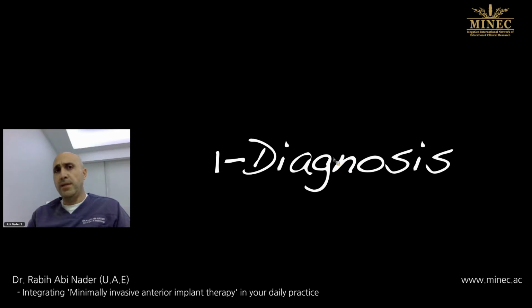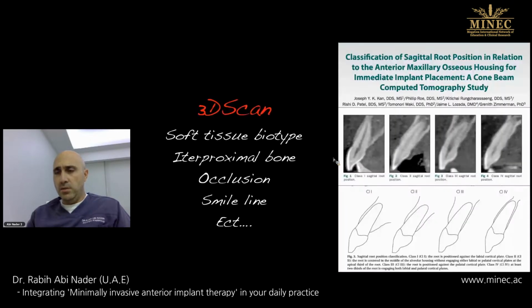So like any implant case, we have to do our duty to check all the general factors affecting the situation, the general health of the patient. We have to check the occlusion, the smile line when it's an aesthetic case, see the soft tissue biotype, the adjacent teeth, and the periodontal status. We have to check the interproximal bone.